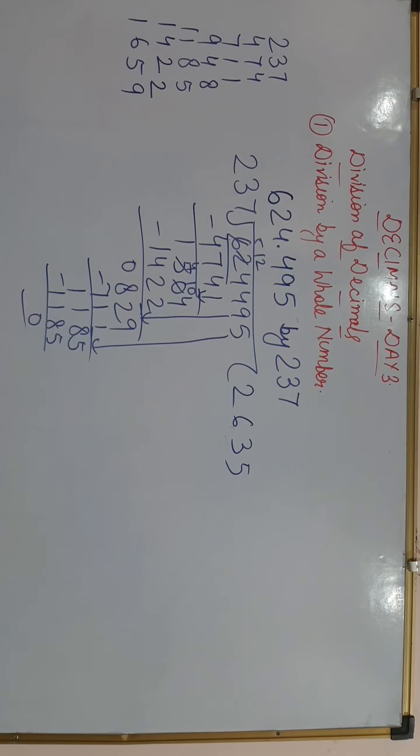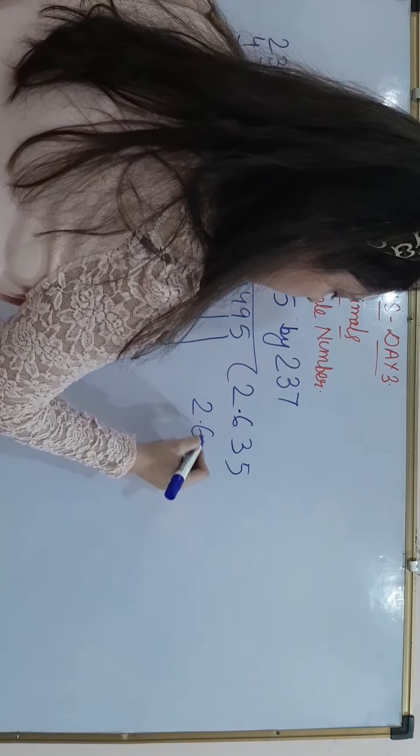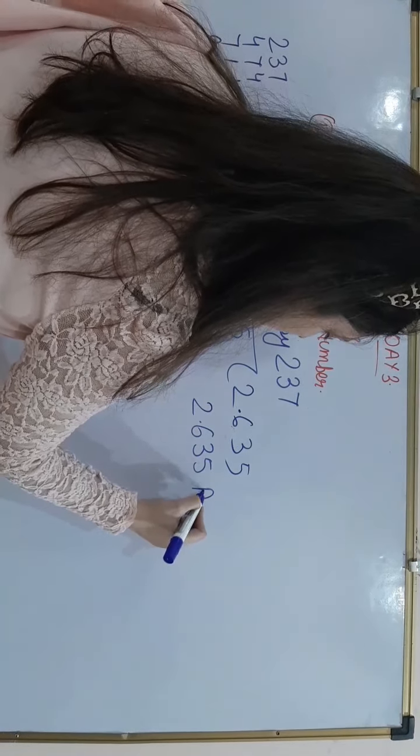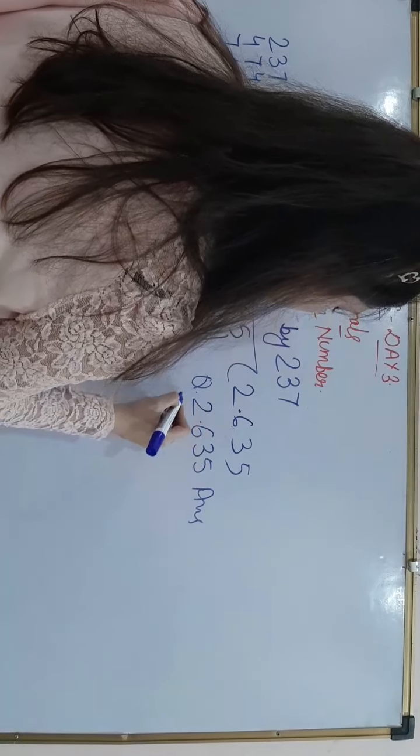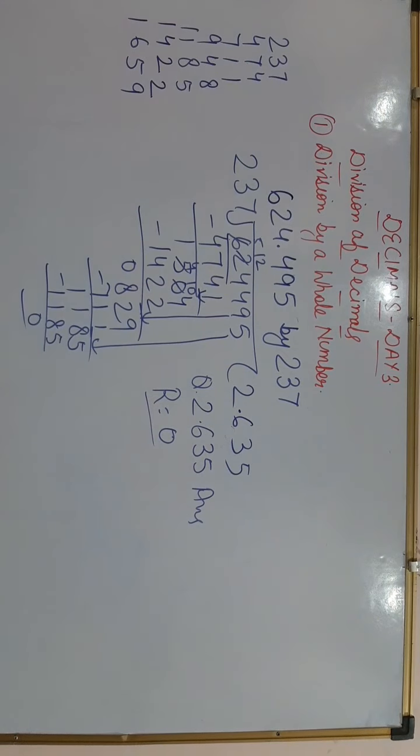So there are 3 decimal places. Put a decimal point before 3 digits. So 2.6335 is the answer. That means the question is 2.6345 and the remainder is 0. I hope this topic is clear to you. You just have to simply divide it, and then put a decimal point according to the decimal places you have in the question.